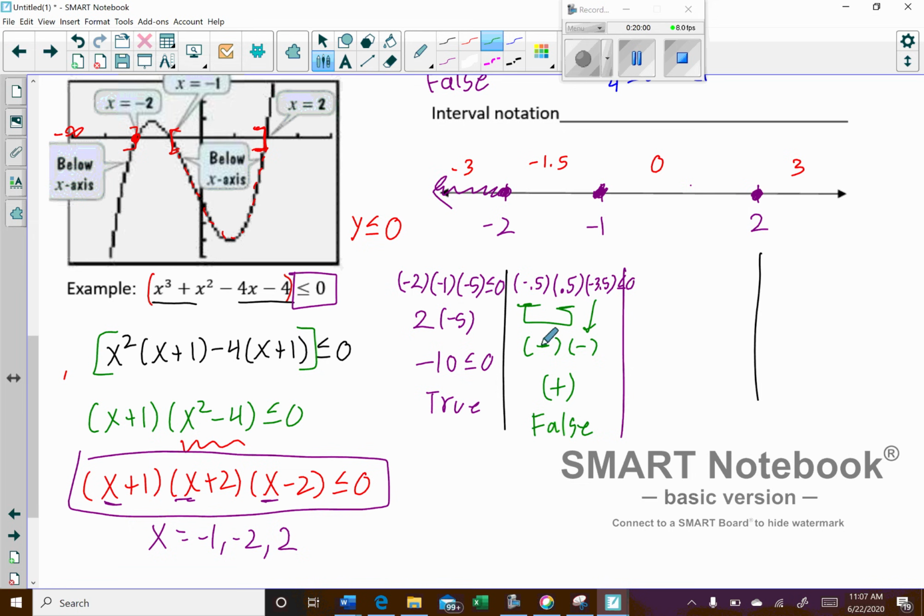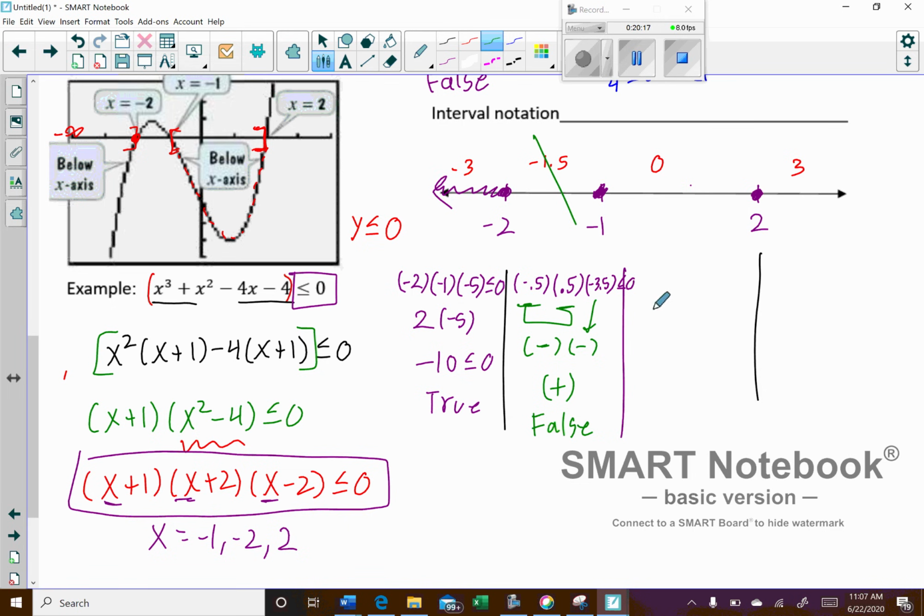Negative times a positive is negative. Then when you multiply by the third number, you have a negative times negative, which would come back as a positive. And positive numbers are not less than or equal to 0. So that one's false. Now 0, that should be a pretty easy one to plug in.